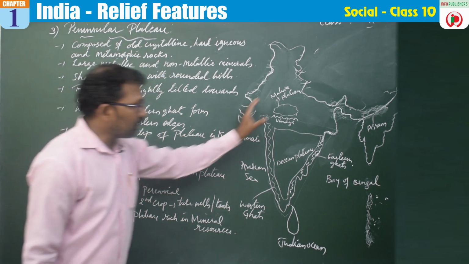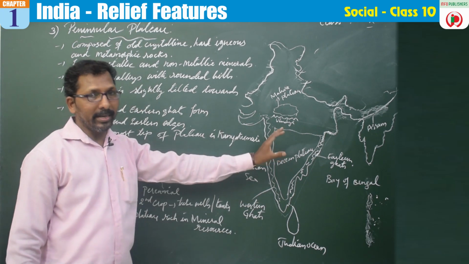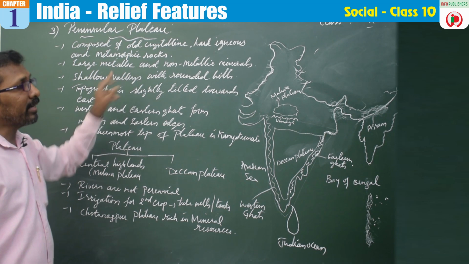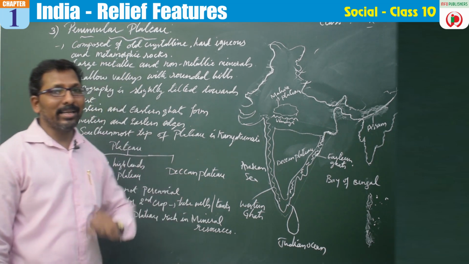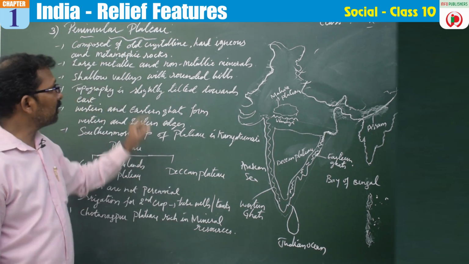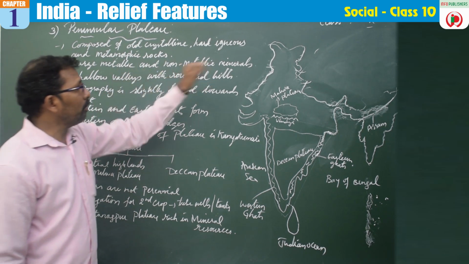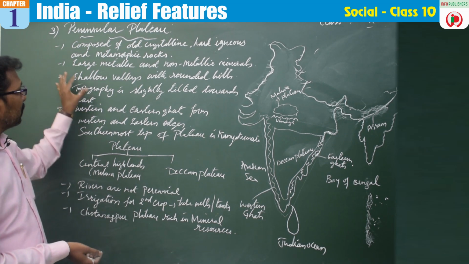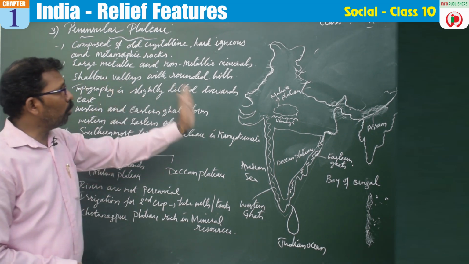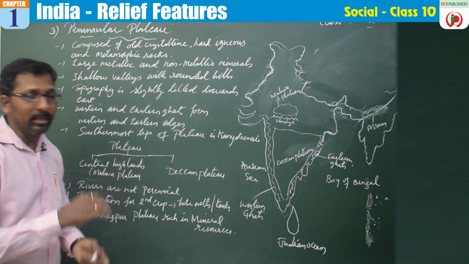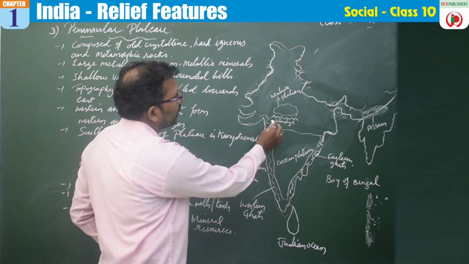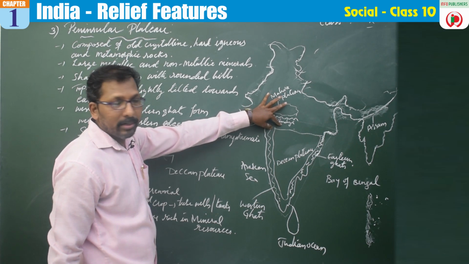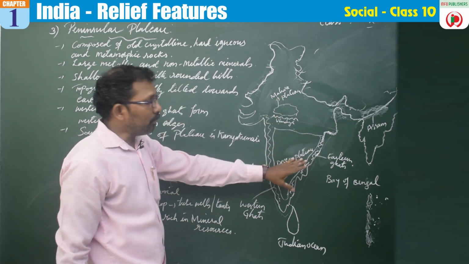And this particular plateau region, the Indian Plateau, the Peninsular Plateau region, largely consists of metallic and non-metallic minerals. What minerals? Metallic and non-metallic minerals. And this plateau, you can see here, has shallow valleys with rounded hills. Yes, you can see there are so many valleys present here. The Narmada Valley is present there, the Mahanadi Valley is present there. So many valleys are present.